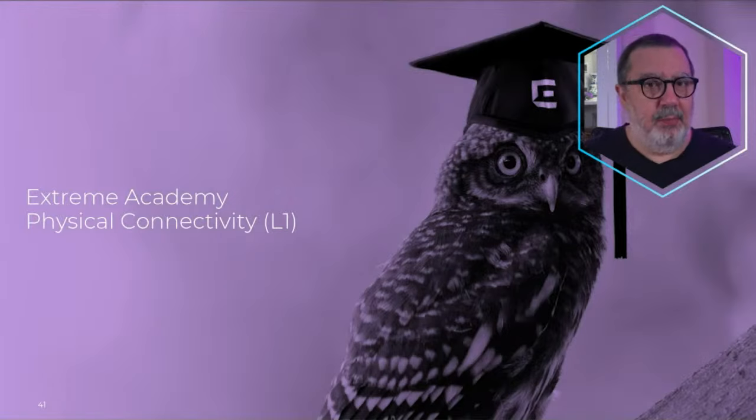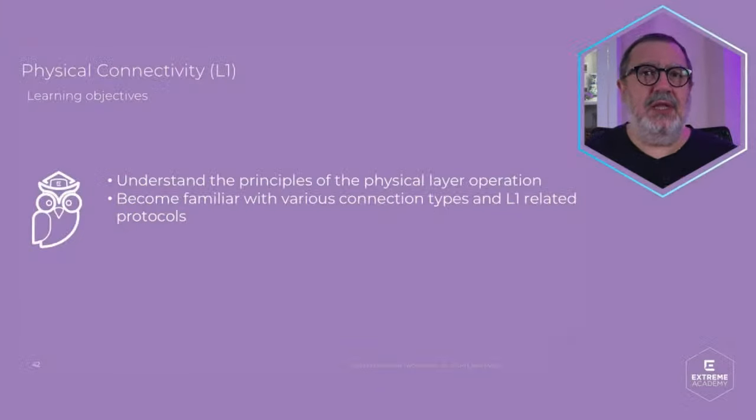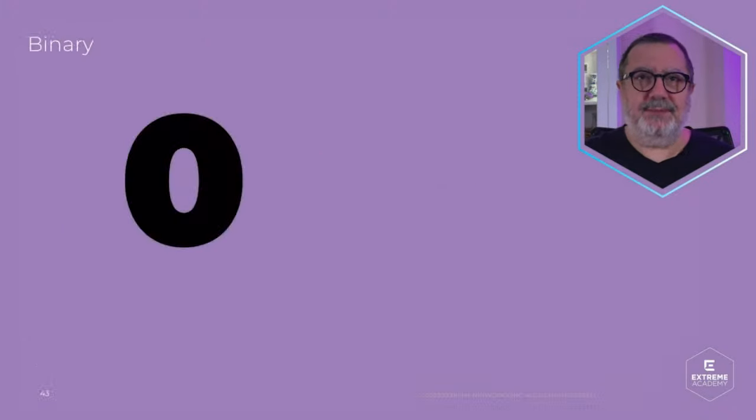I really love teaching this particular module, especially this first part, where we're going to talk about something we call binary. But let me read the objectives of this lesson. To understand the principles of physical layer operation, which is this layer 1 I told you about, and become familiar with various connection types and layer 1 related protocols. Okay, we're okay with that.